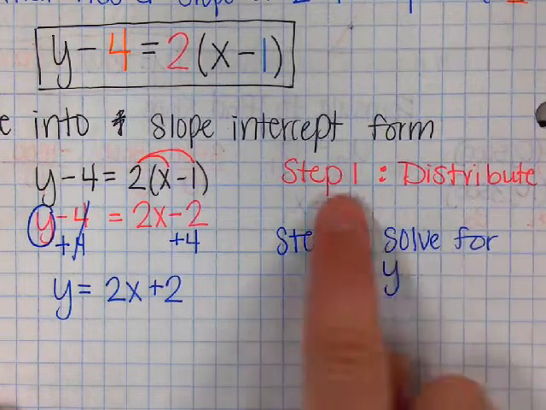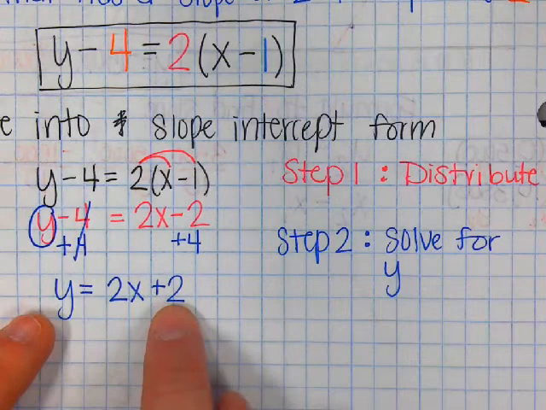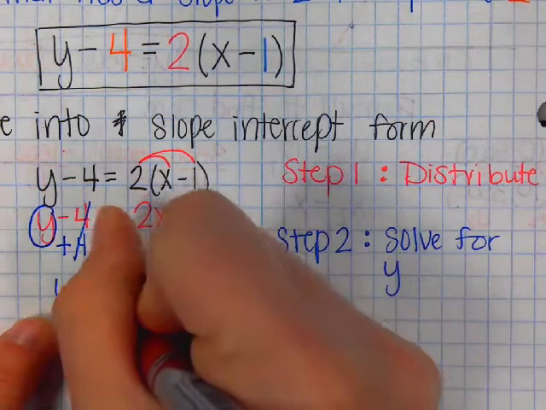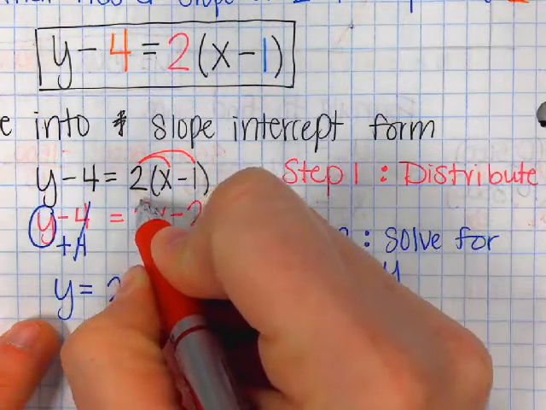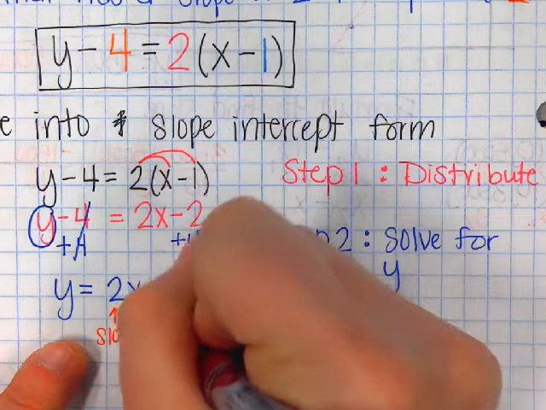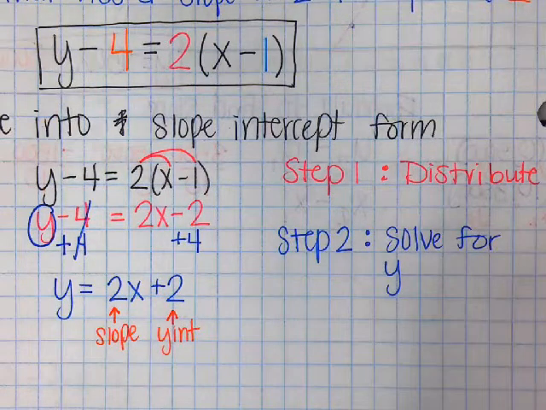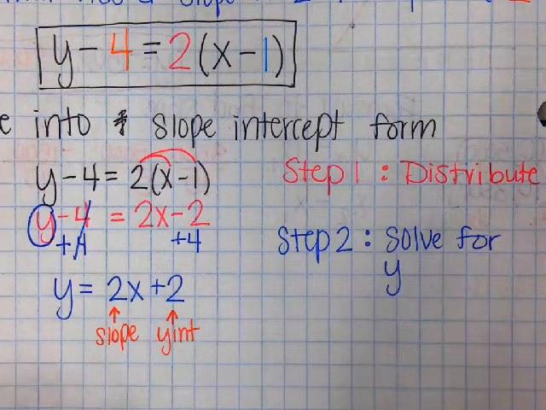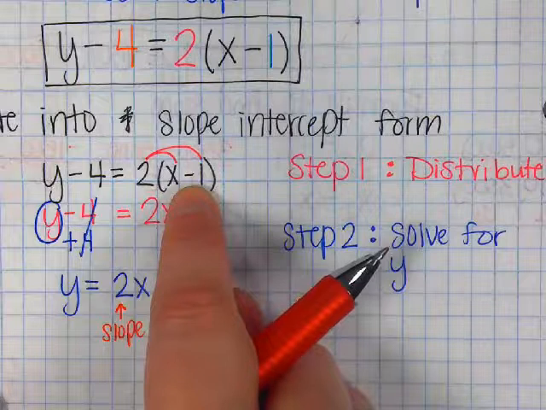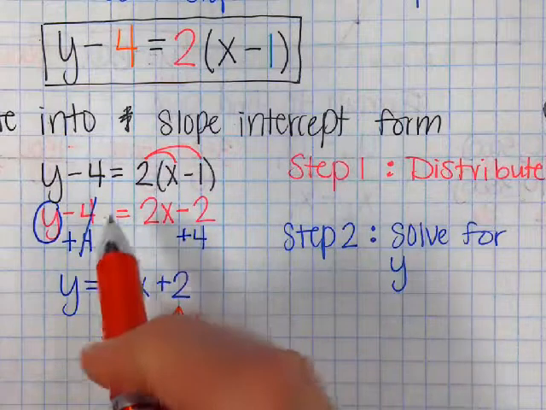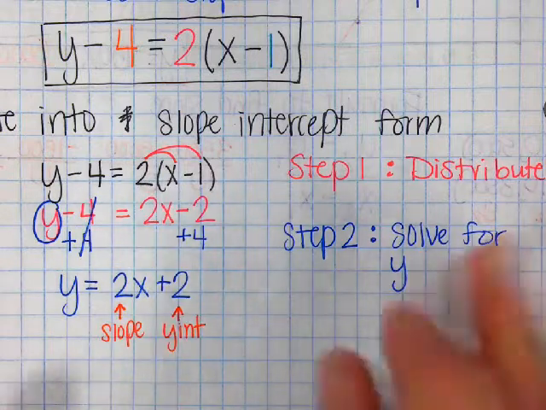So step 2, solve for y. Step 1 was distribute. So notice y equals 2x plus 2. That is in slope-intercept form. This is the slope, which you can see right there because we said that was the slope. And then the 2 is the y-intercept. So you're not always going to be given a graph or a line that shows you the slope and the y-intercept. So that's why you can use point slope form. You just pick one of the points on the line, or if it gave you a point, and then it will give you the slope.